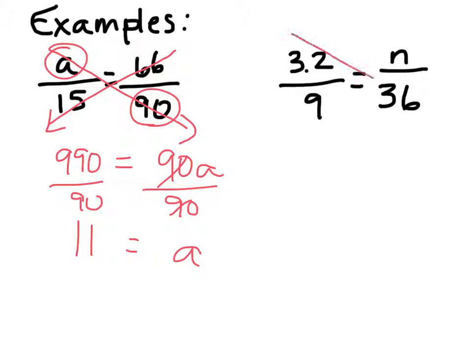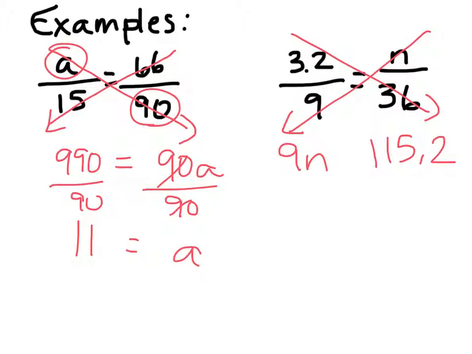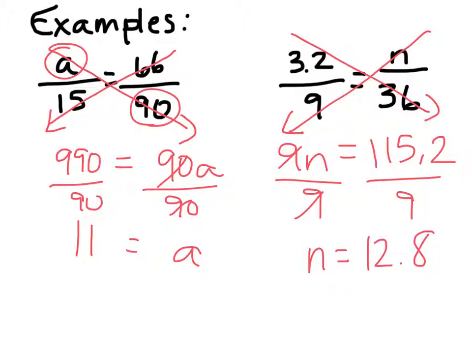Right here, same thing, I'm going to find my cross products. So n times 9 is 9n. 3.2 times 36 is 115.2. My cross products are equal. I divide both sides by 9, and n equals 12.8. So I use those cross products to solve my proportion.